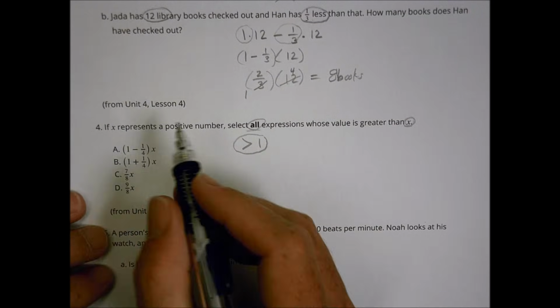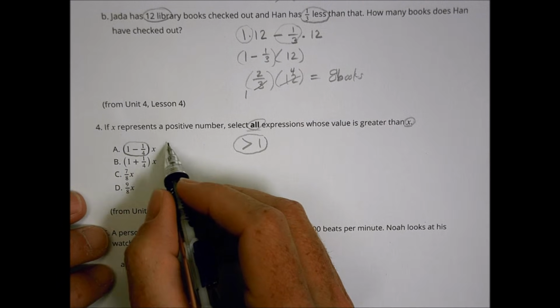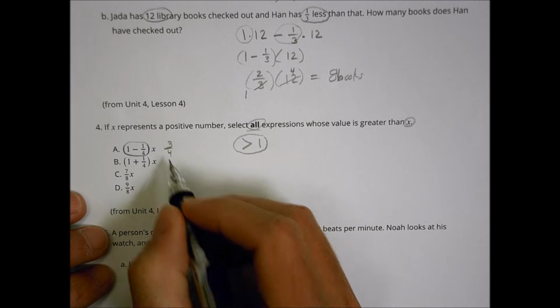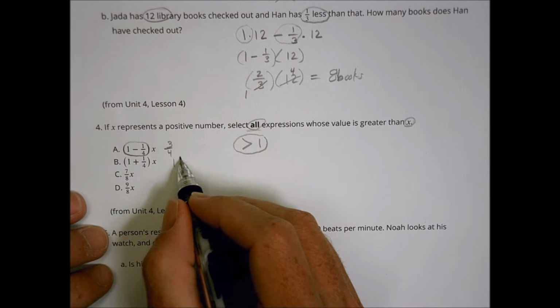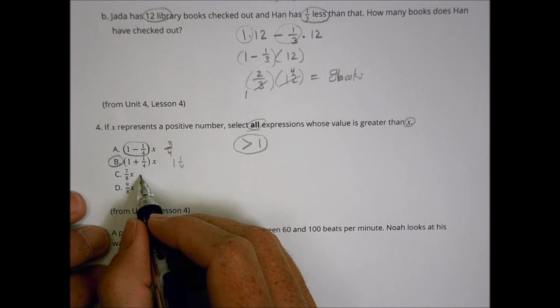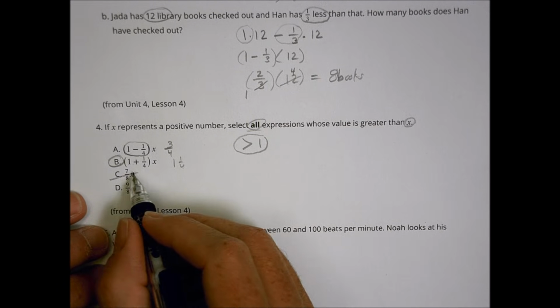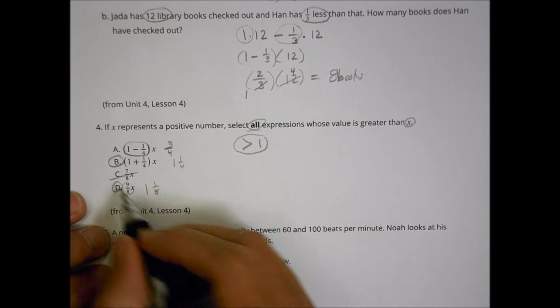So if I look at my combinations, 1 minus a fourth becomes 3/4. That is less than 1, won't work. 1 plus 1/4 is 1 and 1/4. That's greater than 1. That's going to work. 7/8 is less than the 1, so it won't work. And 9 out of 8 is the same as 1 and 1/8. It's greater than 1. That would work.